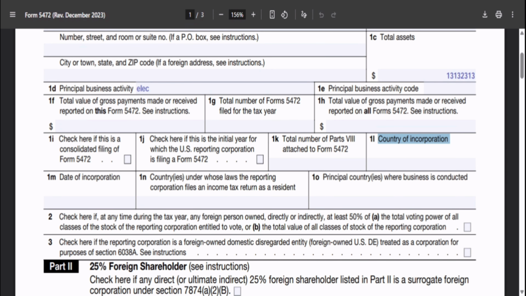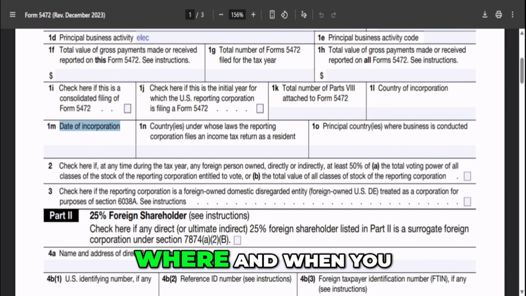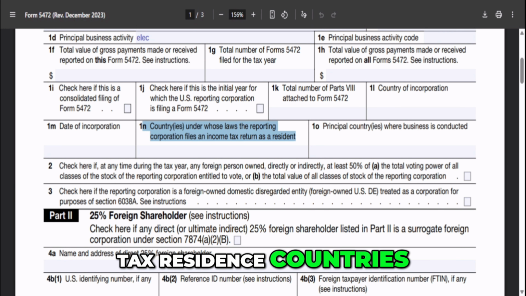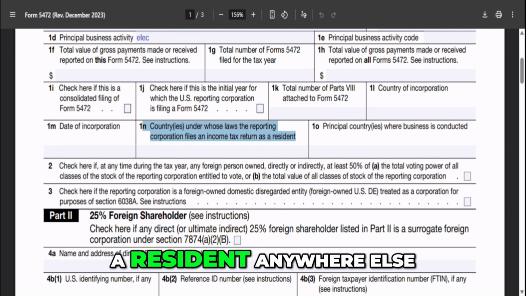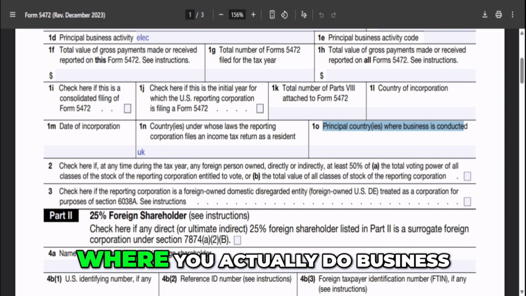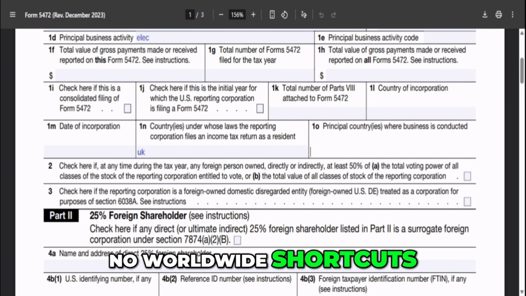1L/1M. Country and date of incorporation. Straightforward, where and when you were formed. 1N. Tax residence countries. If you file as a resident anywhere else, list it. 1O. Where you actually do business. Name the country, no worldwide shortcuts.